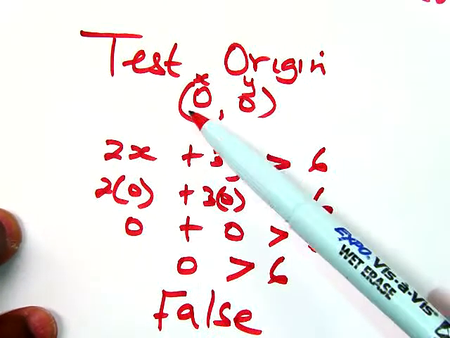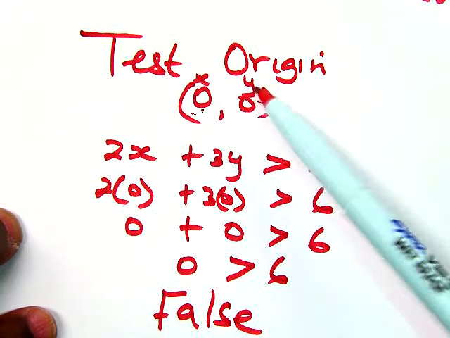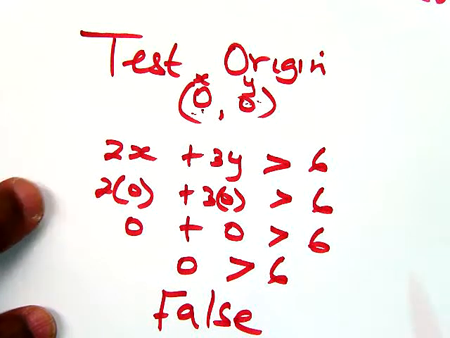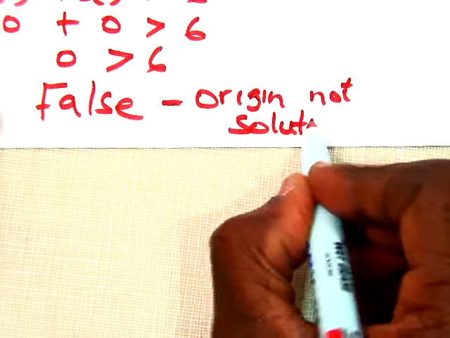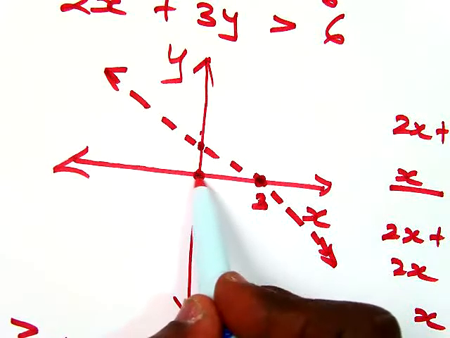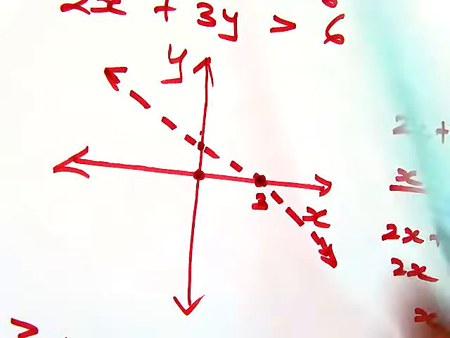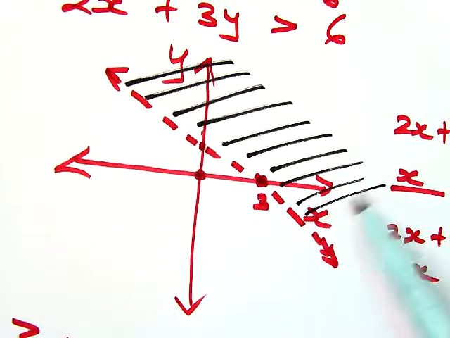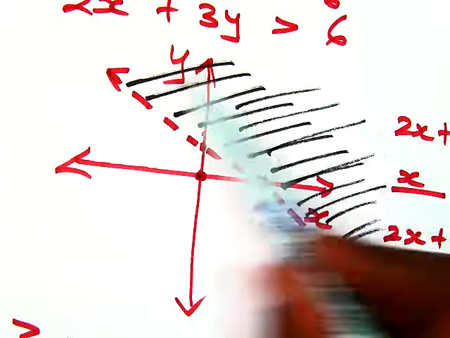So when I plug in 0, 0, which is the coordinates for the origin, into this, I get a false statement. What that means is that the origin is not a part of the solution. So, going back to my graph up here, it means the origin is not a part of the solution, so I need to shade the side of the line that does not have the origin in it. So this is the side that I would shade.